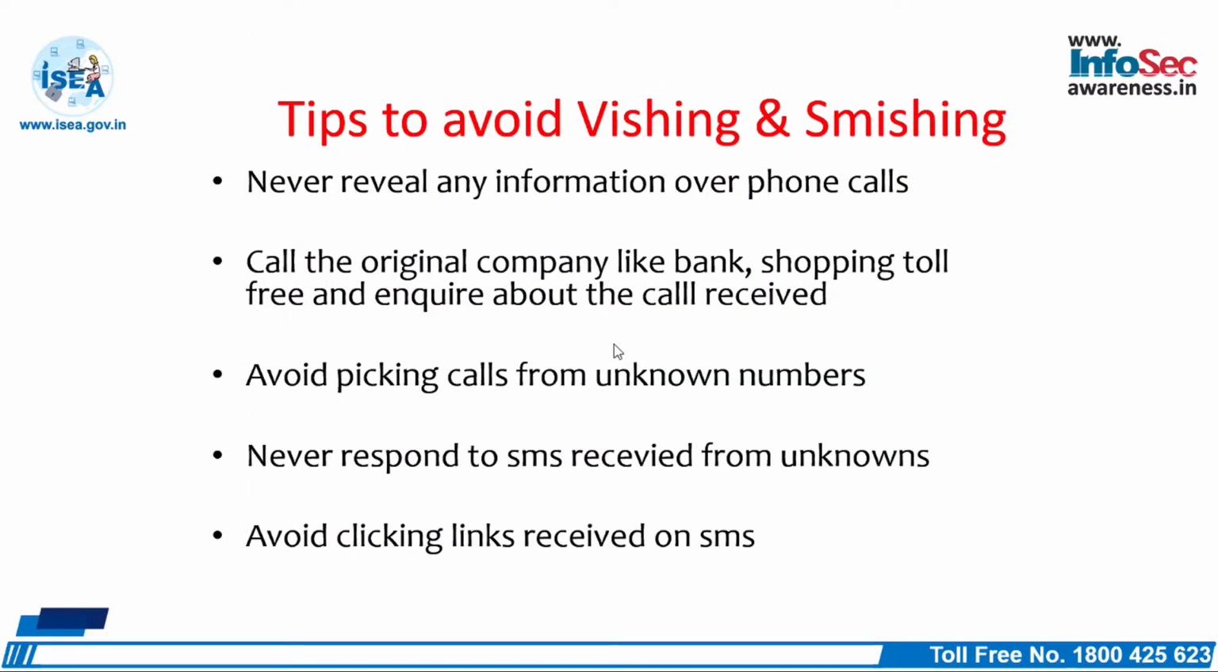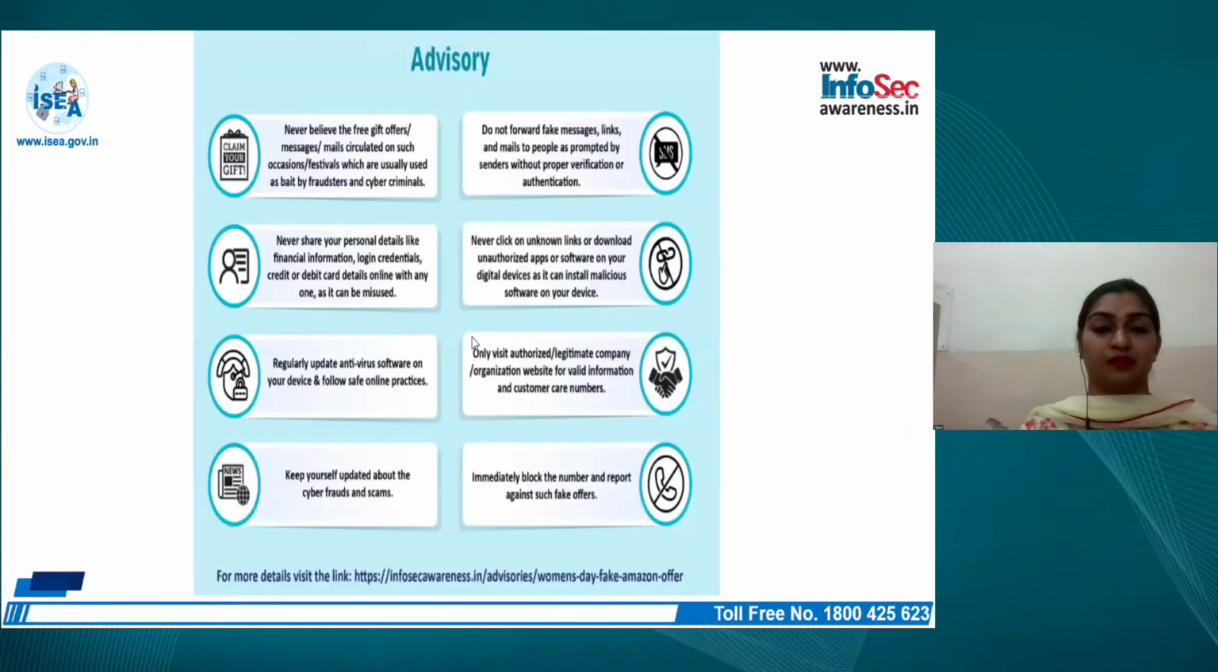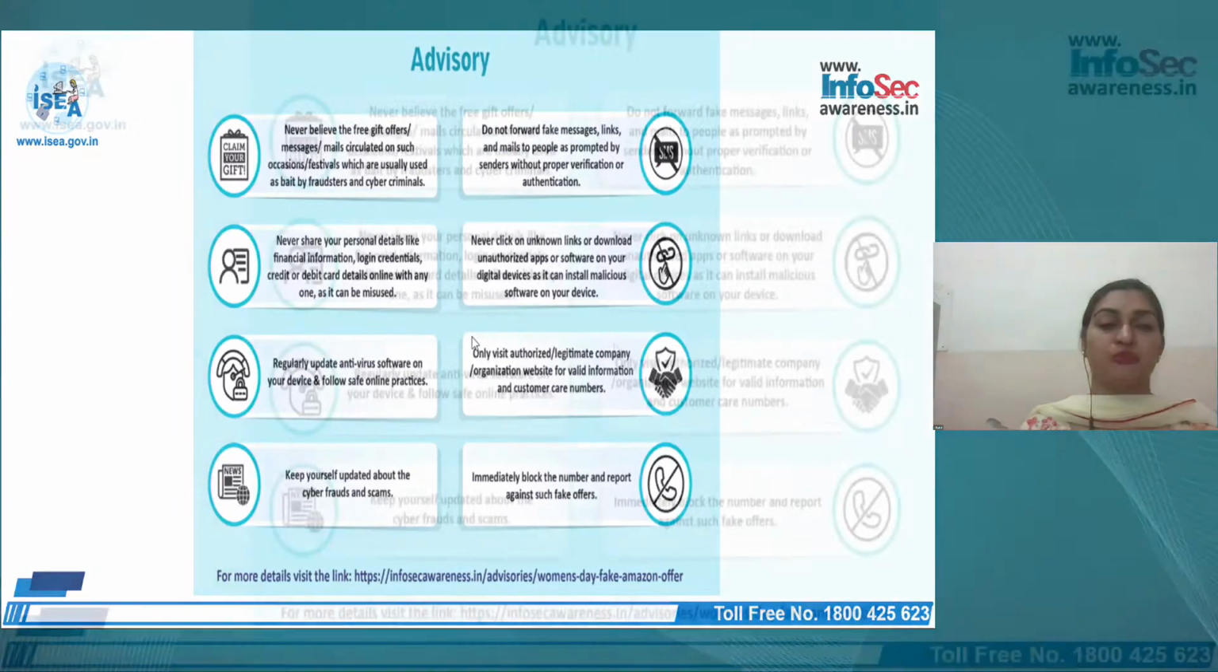So tips for avoiding the same: never reveal your information over cell phones. Call the original company, like banks or shopping toll free numbers, to inquire whether you have received this call and whether it is right or not. Avoid picking calls from unknown numbers. We should never respond to SMS received from unknown numbers, and we should avoid clicking unwanted links received in messages. These are the things we need to do to safeguard ourselves from phishing attacks.